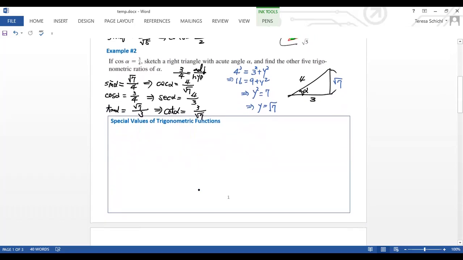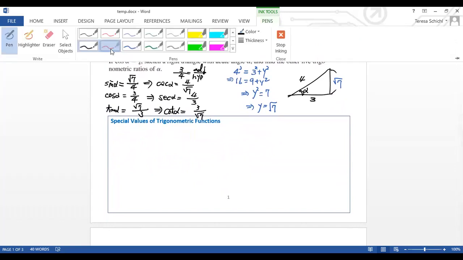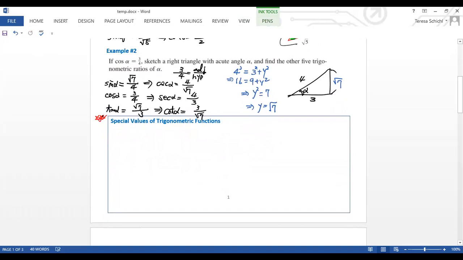Okay, so now this is probably the most important part for this section. We have the special values for the trig functions. That means I have special triangles here. The first triangle, special triangle number 1, is what we call the 30, 60, 90 triangle. Of course, this is 90 degrees.